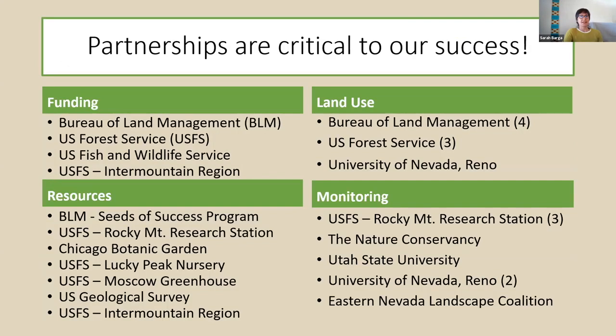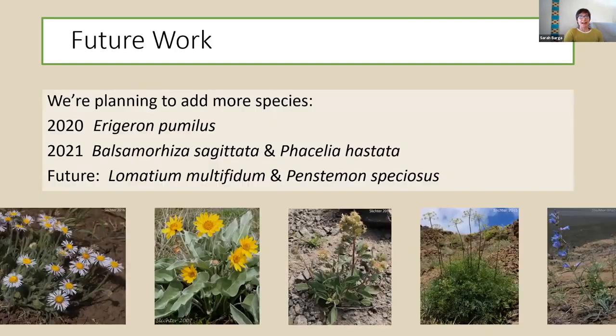So this year, we're adding a species. We're going to be putting Aridland Phacelia humilis into the gardens, and even as I speak, we have a team in Orovada putting these plants into the ground. And then next fall, we're going to be adding Balsamorhiza sagittata and Phacelia hastata. And then as funding allows, we're hoping to expand our taxonomic diversity to include a Lomatium and a penstemon species.